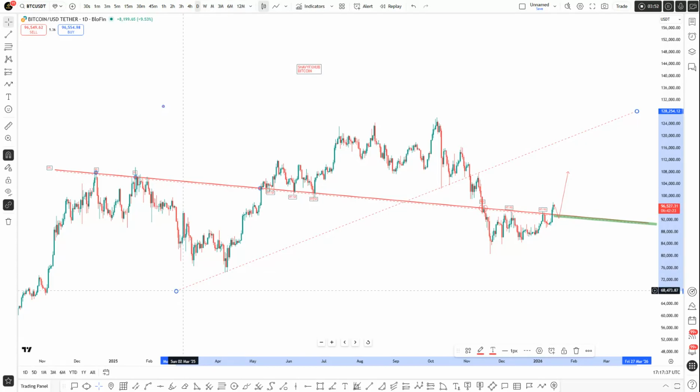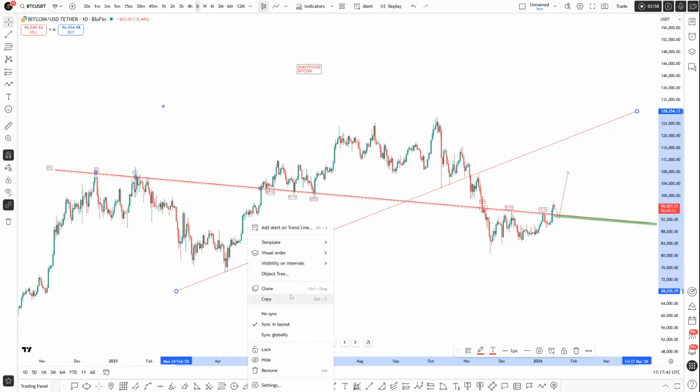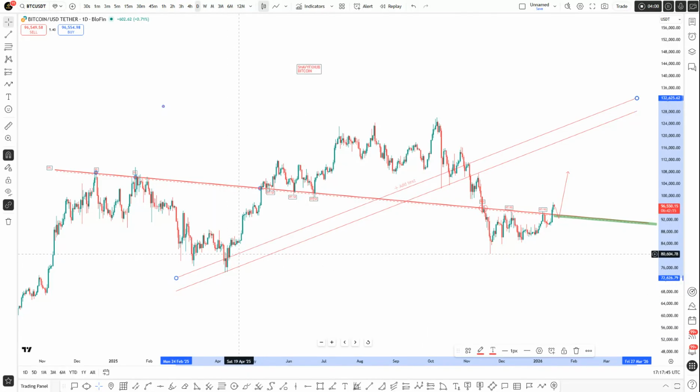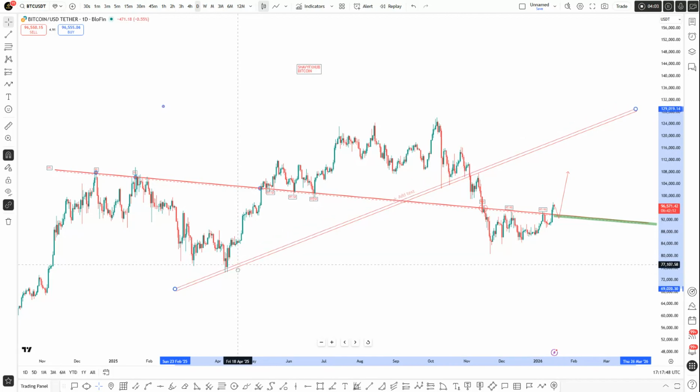So let's trade like whales. 2026 is going to be different. It's going to be explosive. It's going to be a whole lot different from the trading strategy you saw last year. We're not here for games.